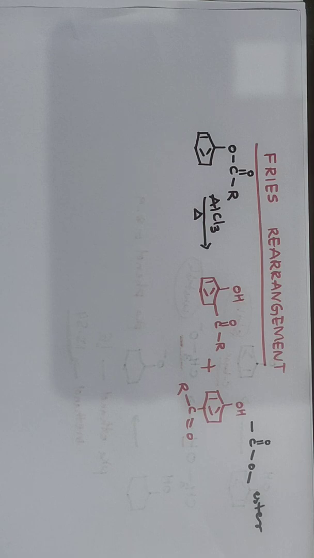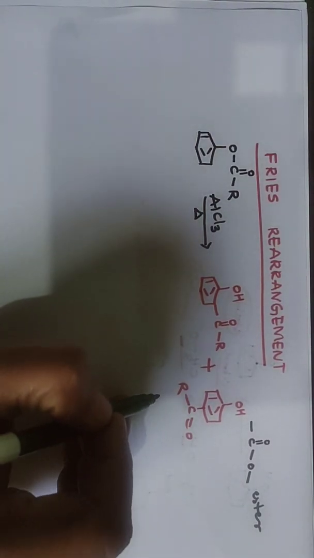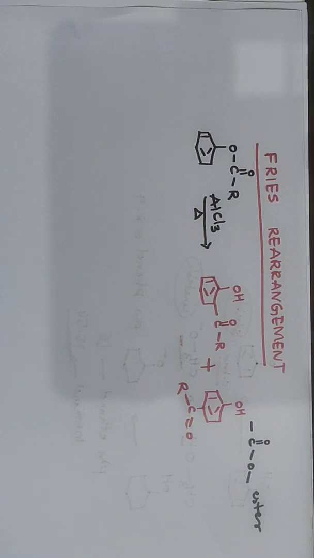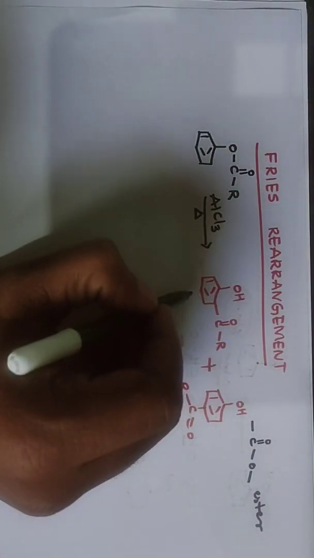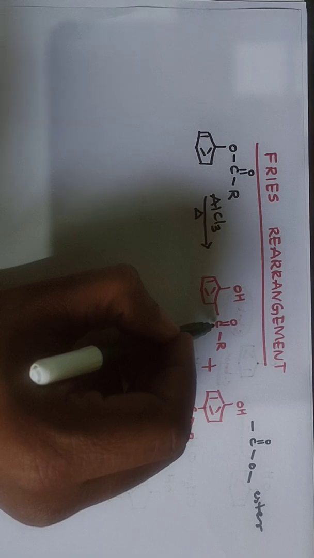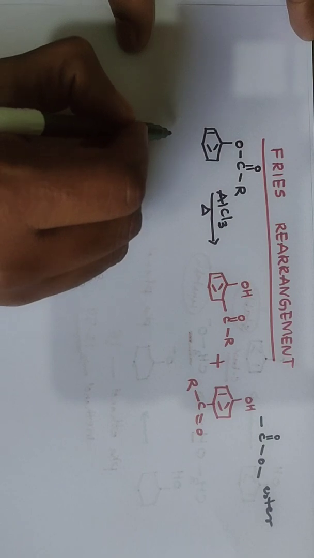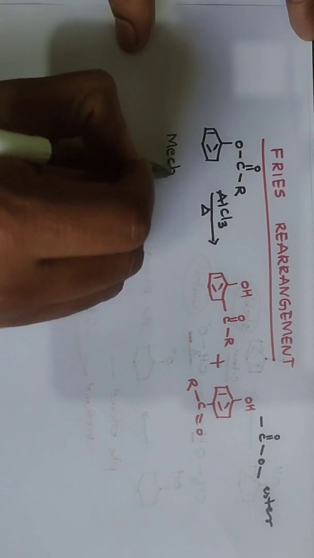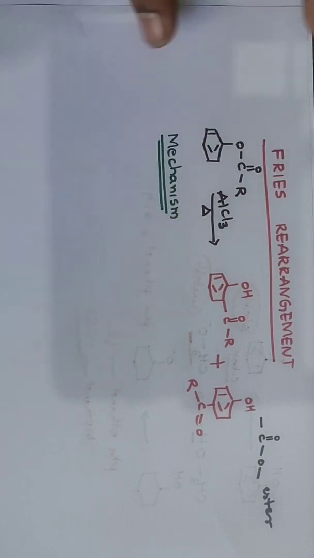In general, low temperatures favor the para product, whereas high temperature favors the ortho product. Para product is obtained when the temperature is low. High temperature conditions will favor the ortho product. Let us see what generally happens during the reaction, or let us see the mechanism involved in this rearrangement. A very simple mechanism it is.